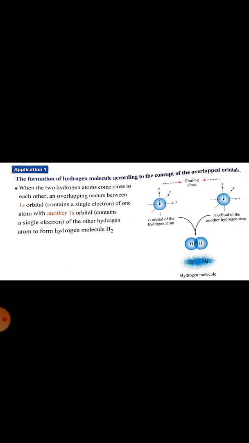Okay, so let's start with this example. In the case of hydrogen gas, the hydrogen molecule, hydrogen is 1s1. It has just one sub-level s, and the orbital here has a spherical shape and contains just one single electron. The other atom is the same. By overlapping the two orbitals, one s here and one s here, we can get the covalent bond between two hydrogen atoms, as you can see here.